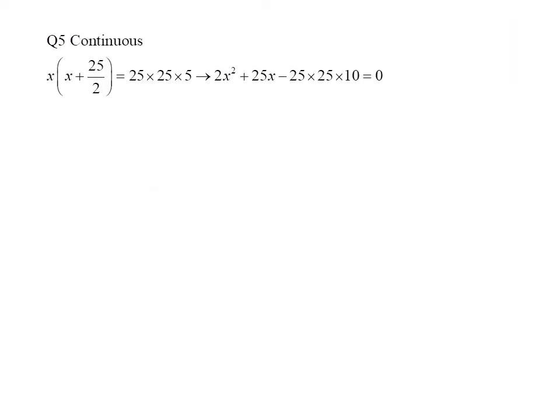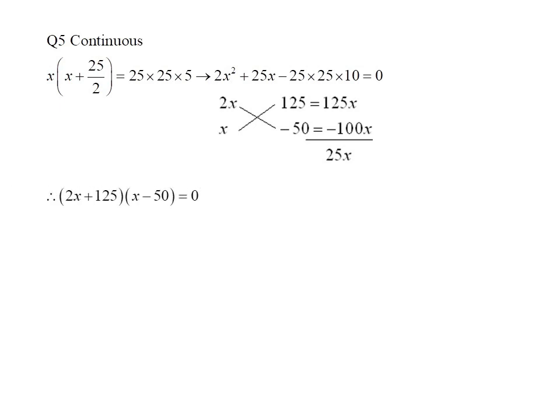We continue question 5 here. After all the terms are moved to the left hand side of the equation, the equation becomes a standard one: 2x squared plus 25x minus 25 times 25 times 10 equals 0. We purposely leave the constant term like this in order to easily break or combine factor pairs to match the linear term. Here, the correct factor pairs are shown on the screen that match the linear term 25x.